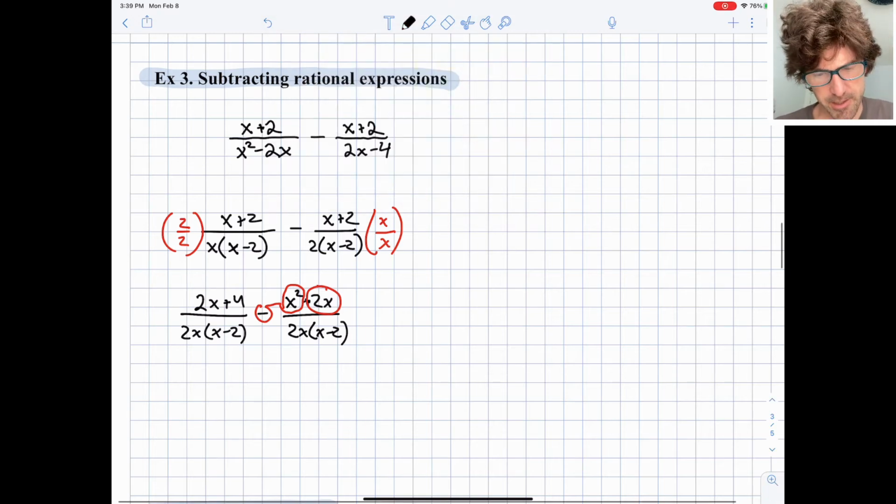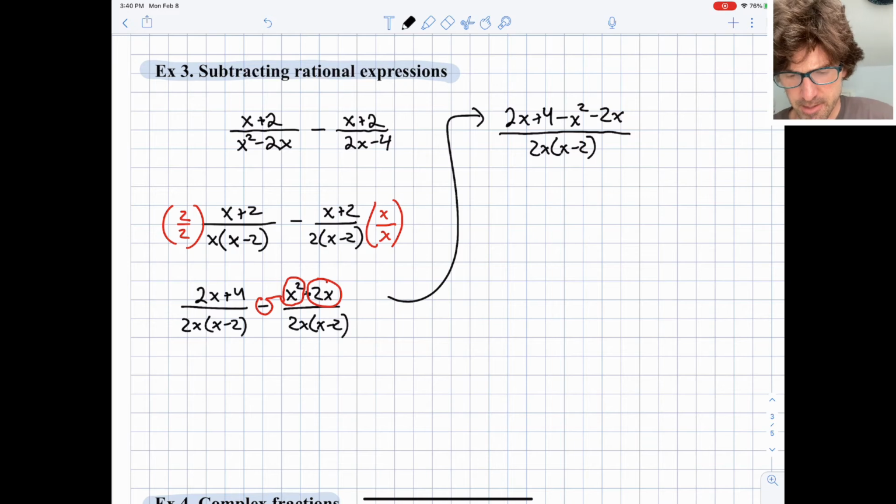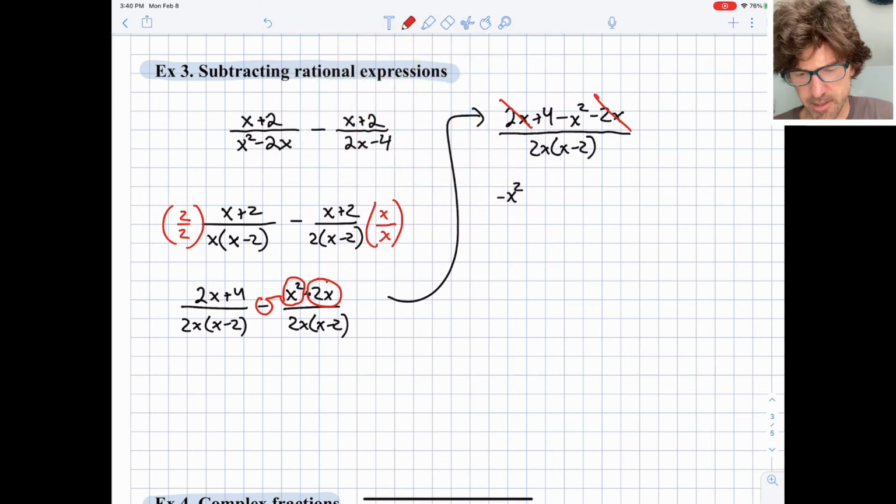So let's get it into one fraction, and I'll do it up here. 2x plus 4 up top, minus an x squared, and then minus a 2x as well, all over my common denominator of 2x, x minus 2. So let's simplify. We have a negative x squared up top. Look at this, our x's cancel, our 2x's cancel. And we have a plus 4 as well. This is going to be an interesting result here. It'll be kind of cool.